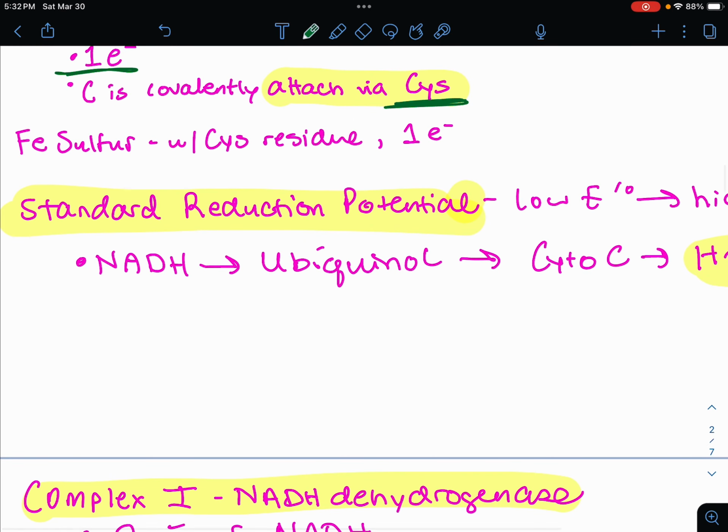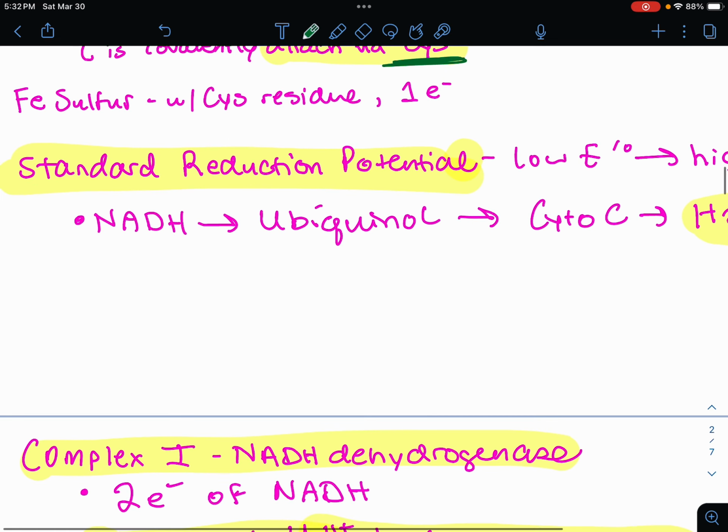We also have iron-sulfur proteins. These contain iron with inorganic sulfur atoms, and with the cysteine residues. Again, cysteine has sulfur in it, so it's very important, that type of protein. They only carry 1 electron.